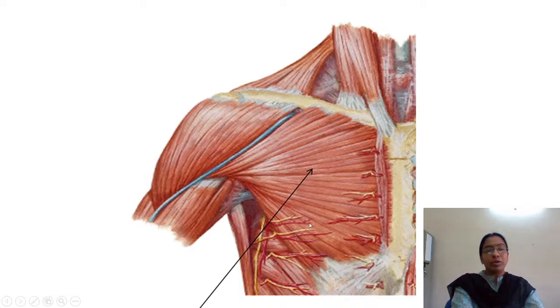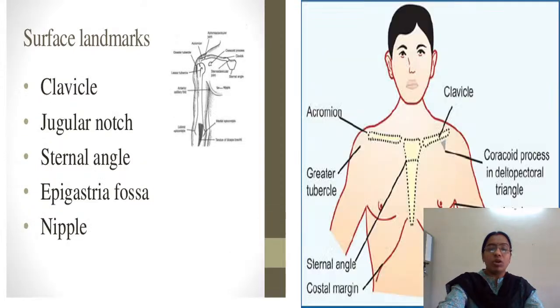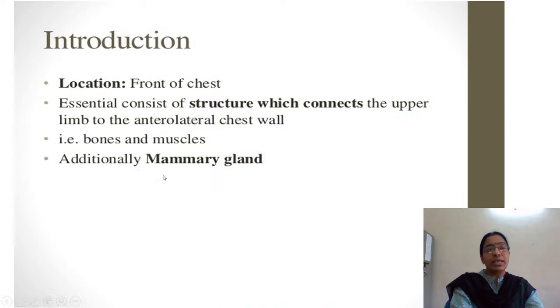It is included because the pectoral region connects the chest wall, the top of your chest wall, to the top of the upper limb. So it is a connection between the upper limb and the top of the chest wall. Because of this, we include the pectoral region in the upper limb.